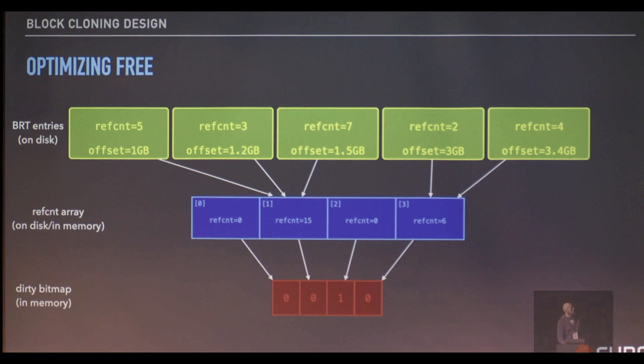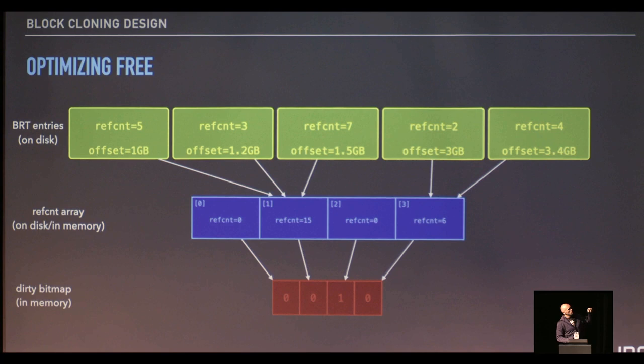So let's say at the top we have a BRT table. We have one block at offset 1 gigabyte. We found five references, right? Then we have another block with 3 references, another one with 7 references, but this is all within a 1 gigabyte region, right? So in the middle, we have this array of region ref counts. I didn't come up with any clever name for that, sorry. So we'll have a sum of all the ref counts in this region.